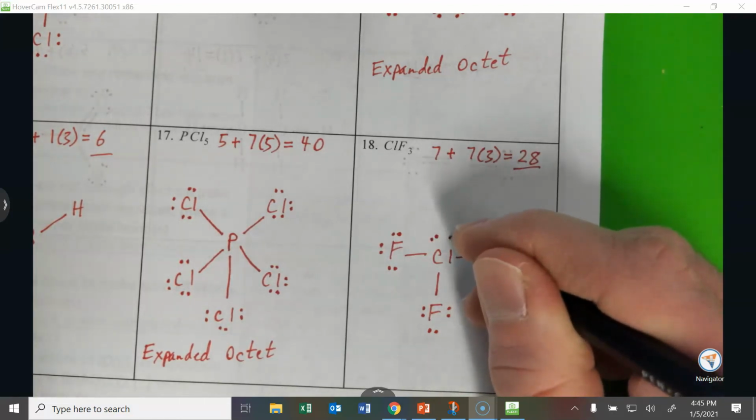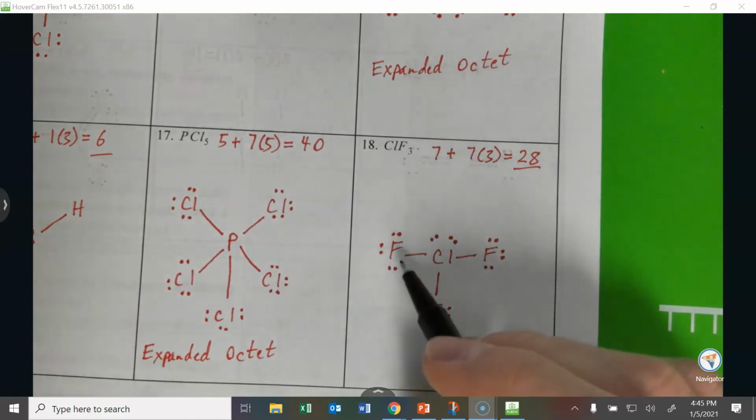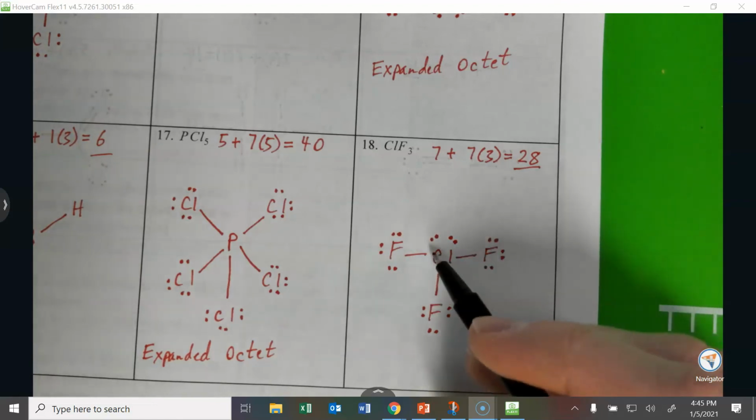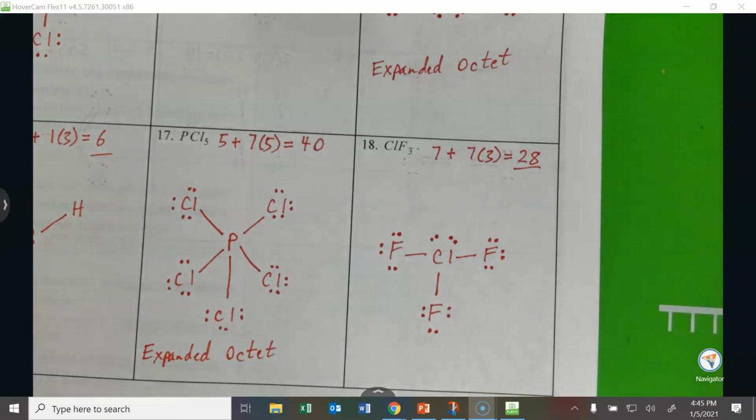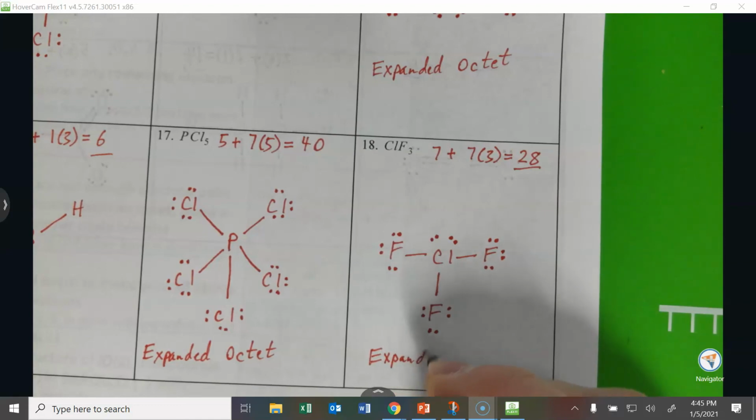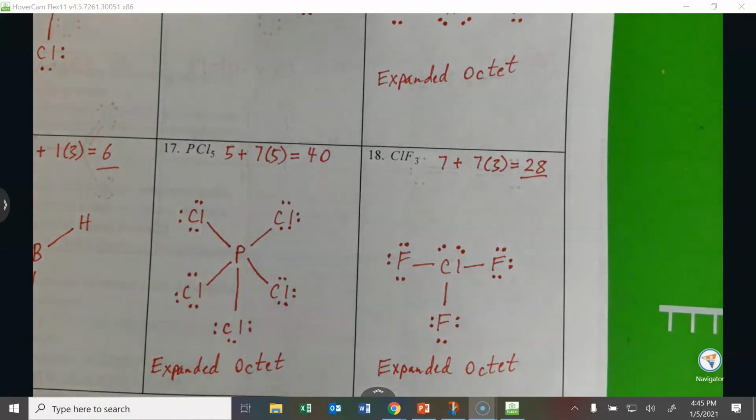26, and then 28. Yes, chlorine has more than 8 valence electrons, but that's all we can do with this. So we've got 2, 4, 6, 8 for each of the fluorines, and chlorine has 2, 4, 6, 8, 10. Again, the central atom can have extra valence electrons sometimes. It shouldn't have too few, but it can have extra. So ClF3 is another example of an expanded octet. So we did 3 expanded octet examples.